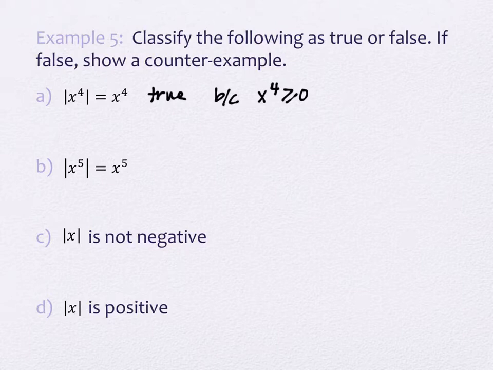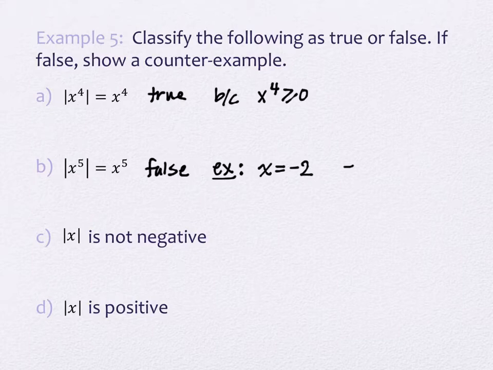How about on B? Yeah, that power is odd. So could it be negative? It could. So this one is not always true, which makes it false, at least some of the time. So it's false, and then we needed a counterexample. So somebody give me a negative value for x. Negative 2? Is that what you said? Okay, good, negative 2.